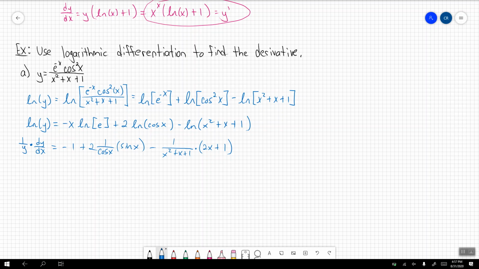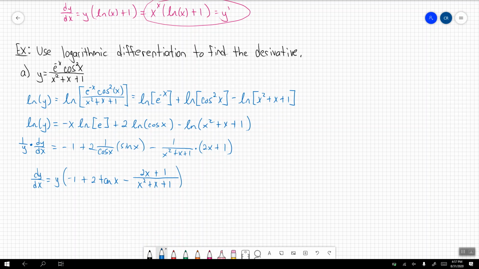Okay, it's looking good so far. Now all we have to do is multiply by y, which means the derivative dy dx, once we multiply by y, is y times the quantity of negative 1 plus 2 tangent of x minus 2x plus 1 divided by x squared plus x plus 1.